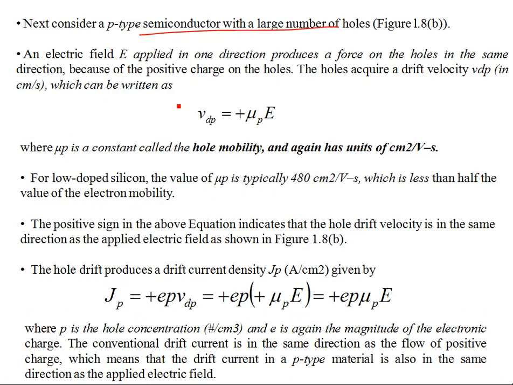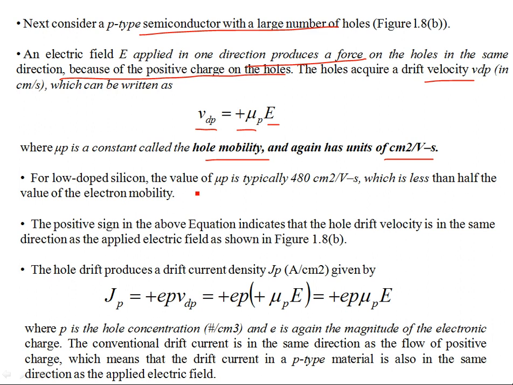The same situation applies here. You see that the drift velocity of the holes due to the applied electric field is again a linear relationship with the applied electric field, but this time the mobility is mu p, with a positive sign. The electric field is applied in one direction and produces a force on the holes in the same direction because of the positive charge on the holes. So the holes acquire a drift velocity in centimeters per second, which can be written as such, and this hole mobility again has the same units as we had earlier for n-type material.